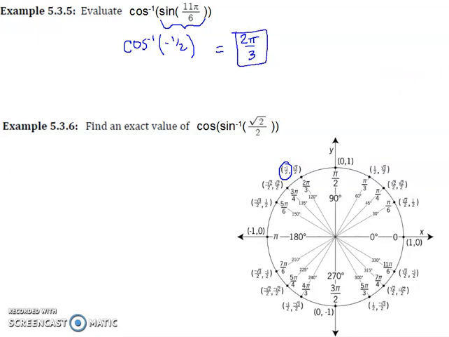In example 536, I'm looking for a sine value of square root 2 over 2, and I want the angle that gives me that sine value. Inverse sine is defined in the first and the fourth quadrant, so I'm looking only in these two quadrants for a positive square root 2 over 2, and I see that occurring at pi fourths. So now I am looking for the cosine of pi fourths. So I go to pi fourths, find the x value or the cosine value at that coordinate, and I see that it is also square root 2 over 2.